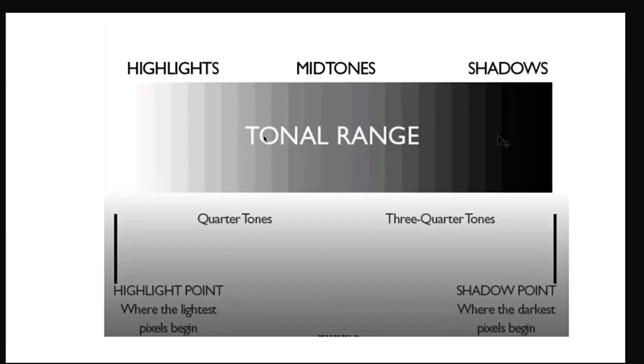Now we have a tonal range. What is a tonal range? Well, this kind of refers to that image that I showed you when I added the levels filter, the histogram. While this is sort of backwards compared to what you'll find in Photoshop, usually the blacks are going to be on the left and the whites will be on the right, or the highlights, and the midtones will be in the middle. But basically shadows, your shadow point is where the darkest pixels begin.